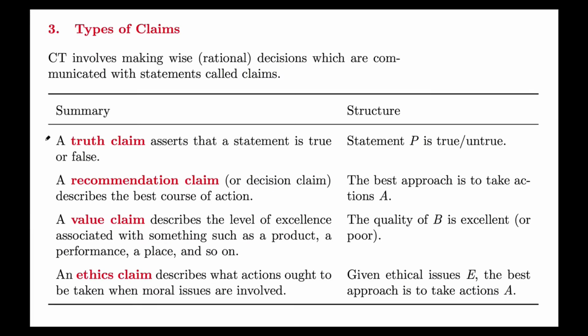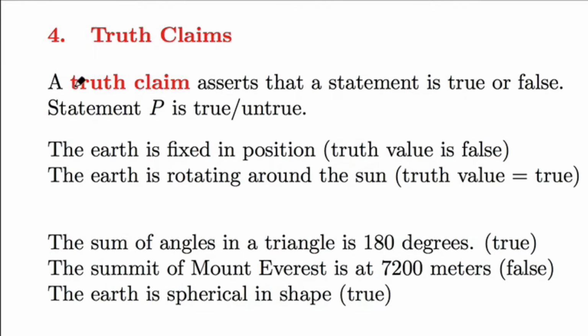This table, which is in the book course, shows 4 useful types of claims. Ethics claims will not be discussed in this video because this topic is so important that I need to devote more time to this. Notice that each type of claim has a structure which is shown in this column. A truth claim asserts that something is true or that something is not true.